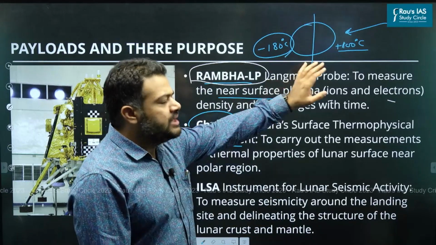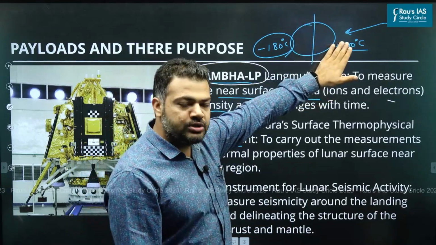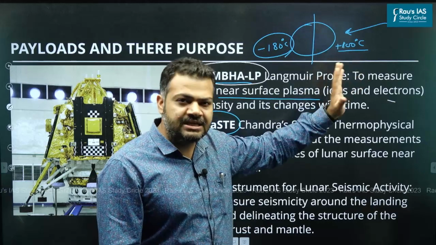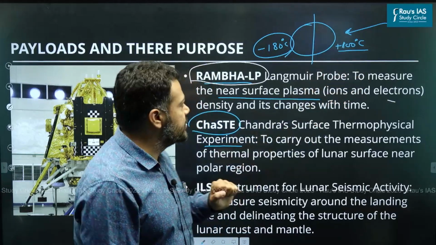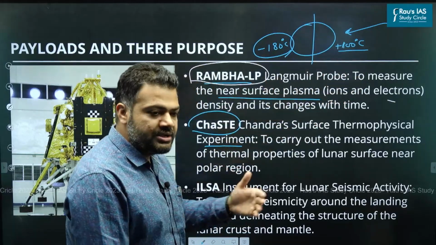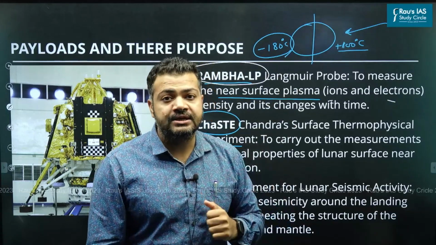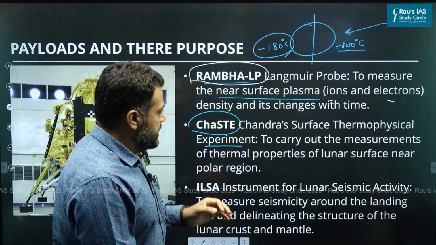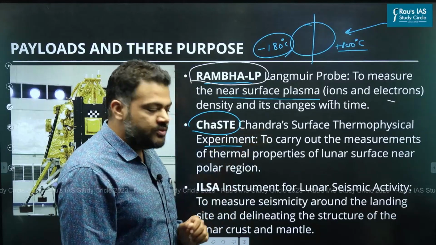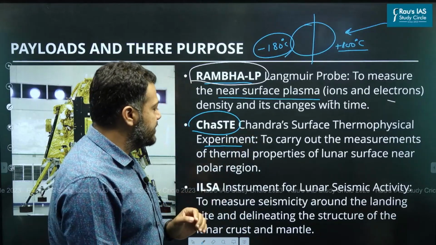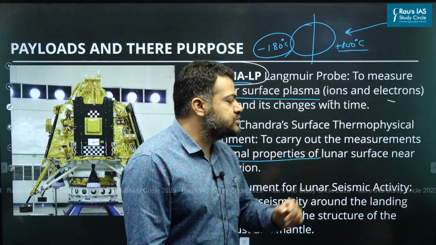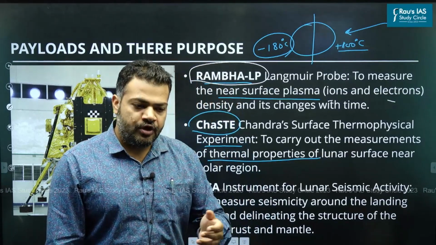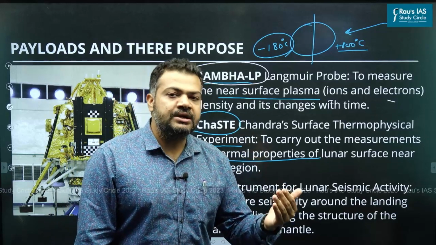There could also be places where it can go up to positive 30 degrees Celsius. So 30 to 100 degrees Celsius is the temperature on the bright side, and on the dark side it falls up to minus 180 degrees. So when there is such a massive difference of temperature, our Chandra's Surface Thermophysical Experiment will try to find out how the thermal properties of the lunar surface change from the sunlight part to the darker part.